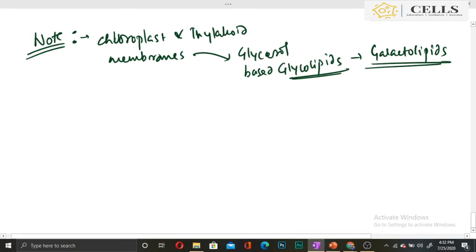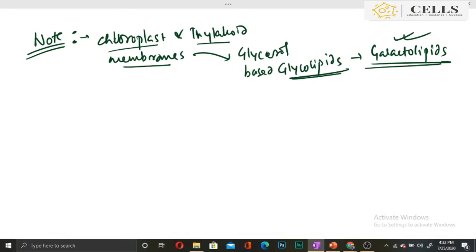So which membrane consists of glycerol based glycolipids? That is the chloroplast and the thylakoid membranes. They consist of glycerol based glycolipids known as the galactolipids. So they are very less in amount, as they are restricted only to these chloroplast and thylakoid membranes.